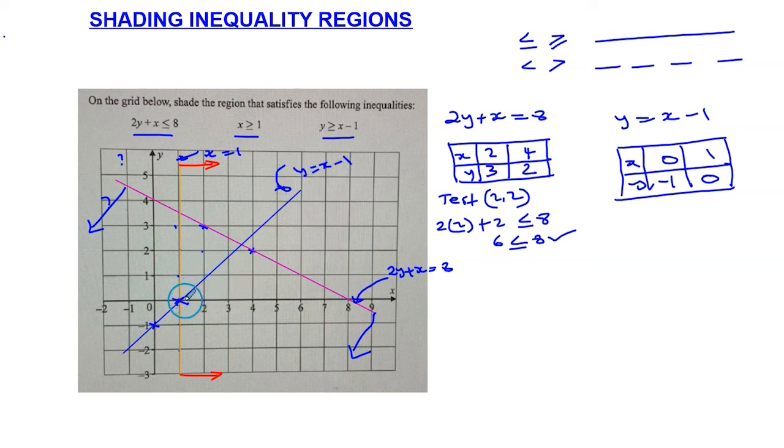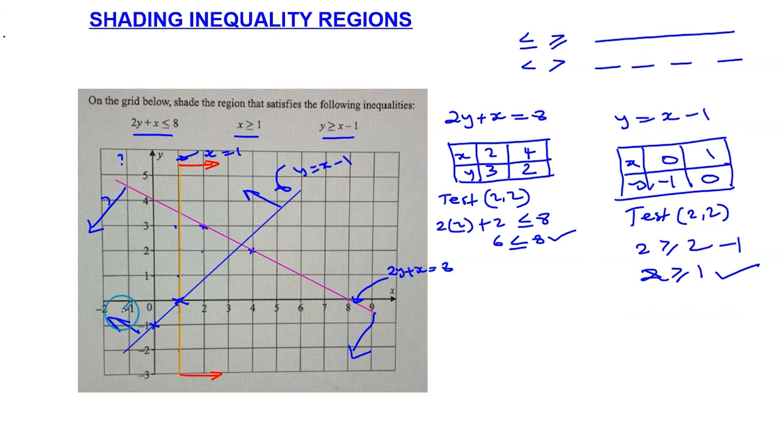Now we need to know which side of the line we want. Is it this side or is it this side? Okay, I'm just going to choose 2, 2 again. So we're going to test this point 2, 2. Does it satisfy our inequality? So y is 2 and it's got to be greater than or equal to x, which is 2, take away 1. 2 is greater than or equal to 1. Yes, 2 is greater than 1. I'm happy with this one. So I'm happy with this side of the line.